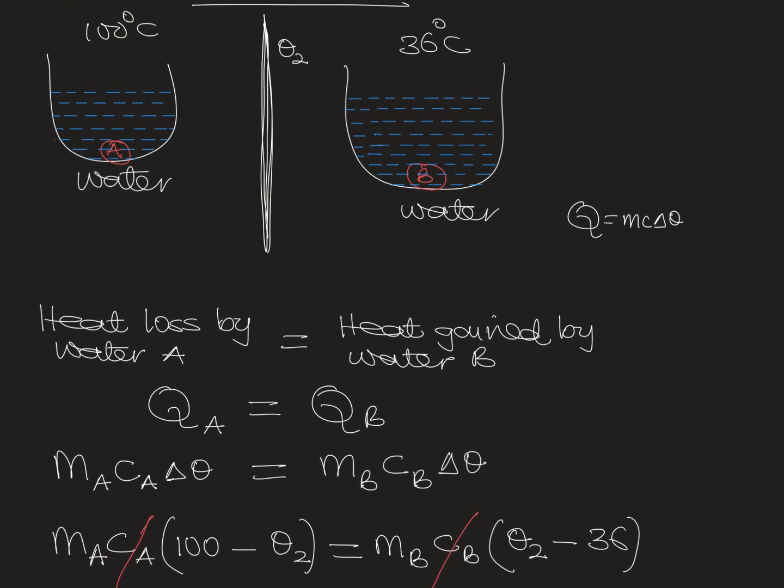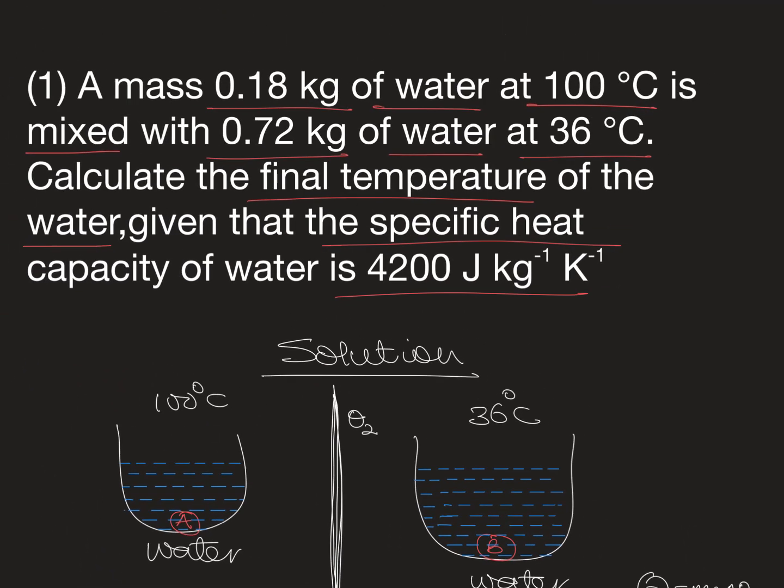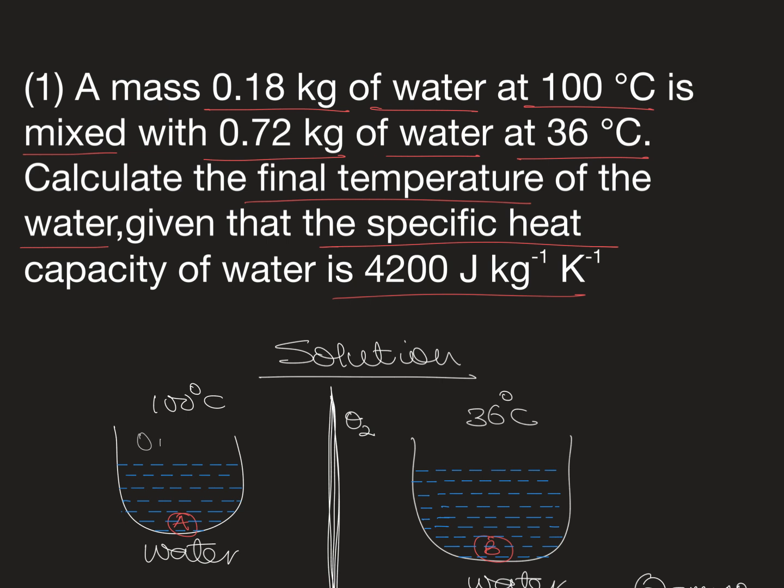So what is the mass of water A? That is 0.18 kilograms. Okay, it is the one that is having a temperature of 100 degrees Celsius. The mass of water B is 0.72 kilograms. So that is the one with the temperature 36 degrees Celsius.